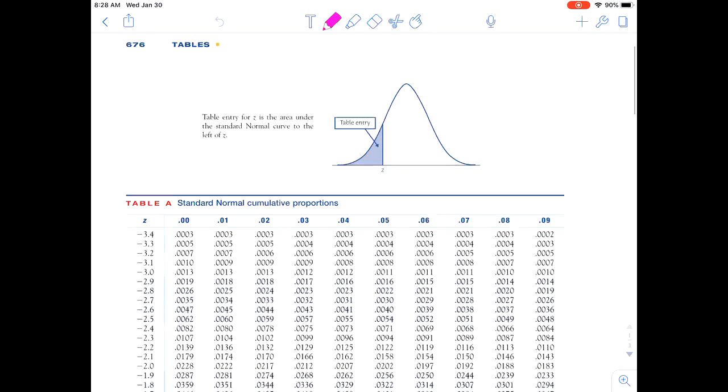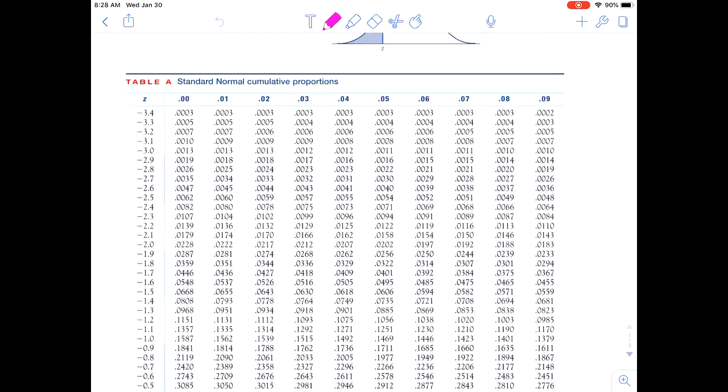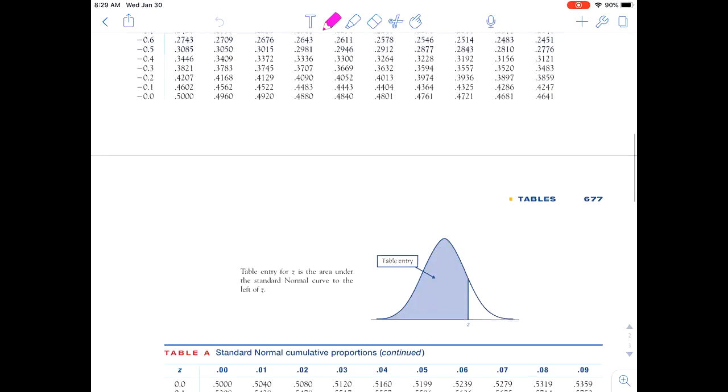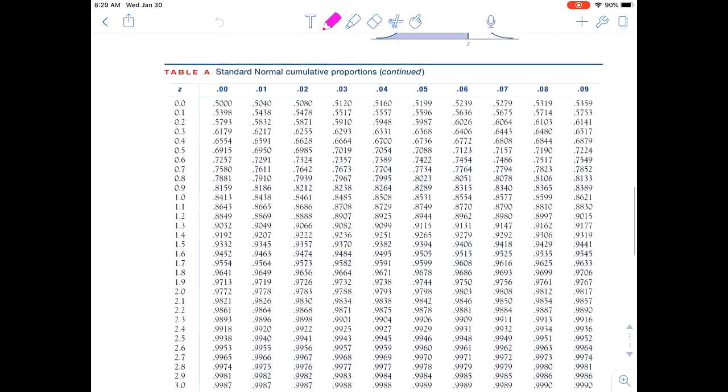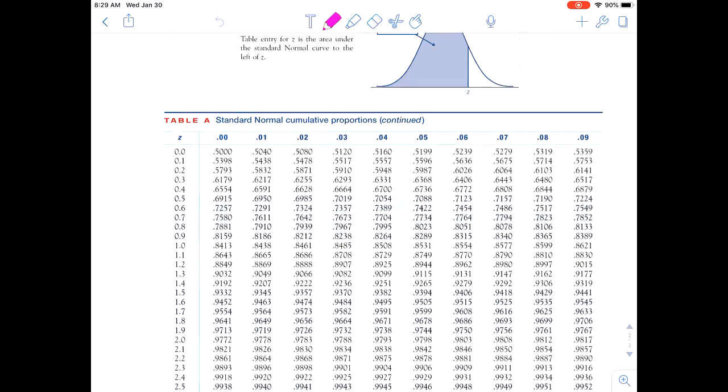And you'll notice if you scroll down, if you look at this first page, these z's are all negative, so these are all below the mean. And then you flip to the next page, and here all your z's are positive. So you want to be careful, do you have a positive or a negative z-score? Because that'll tell you which side you should be on. Again, this only gives you areas to the left.